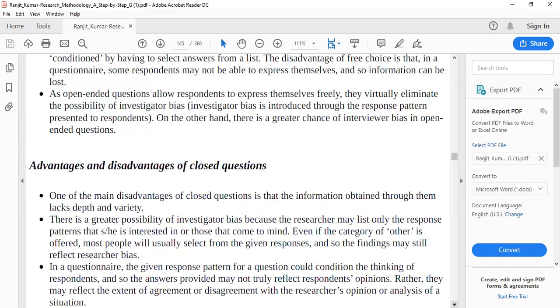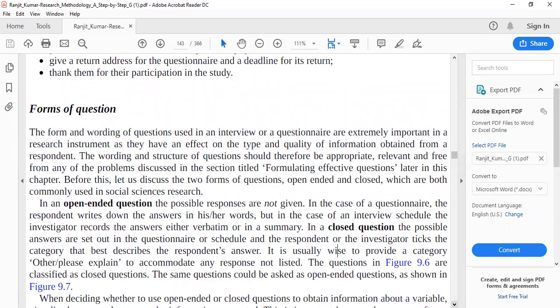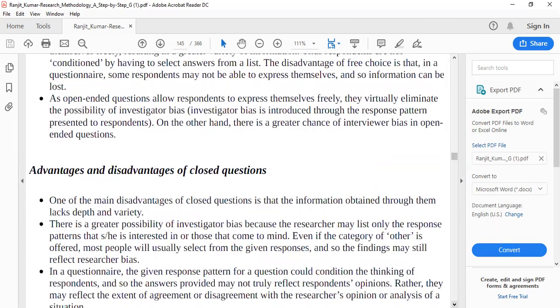Because content analysis is done by the researcher themselves, it is very subjective, it is not objective, right? This is something which is a problem when it comes to open-ended questions.